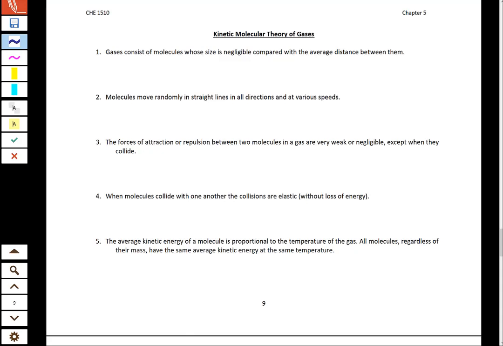Let's talk about kinetic molecular theory. So the kinetic molecular theory is a theory of gases and how the molecules move and behave. And so when we talk about an ideal gas, these are the rules that ideal gases follow.